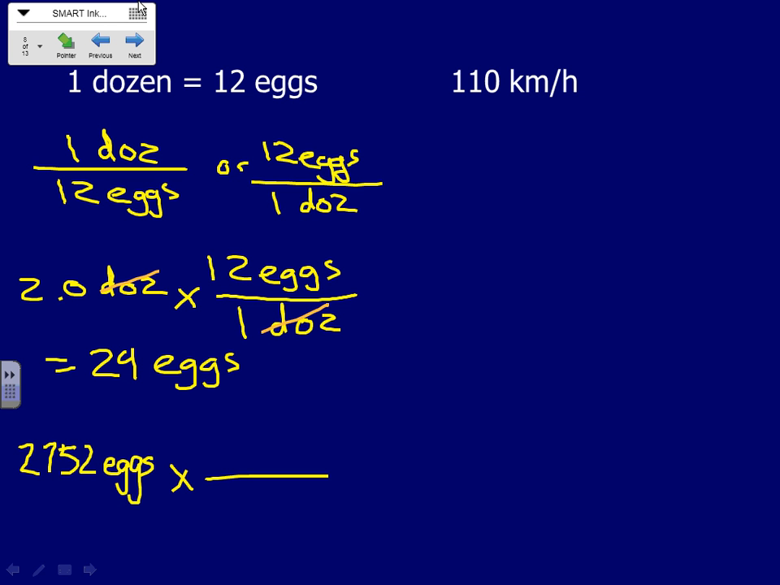1 dozen over 12 eggs. The first one. Perfect. I see that I have eggs. I want to get rid of eggs. 12 eggs is 1 dozen.